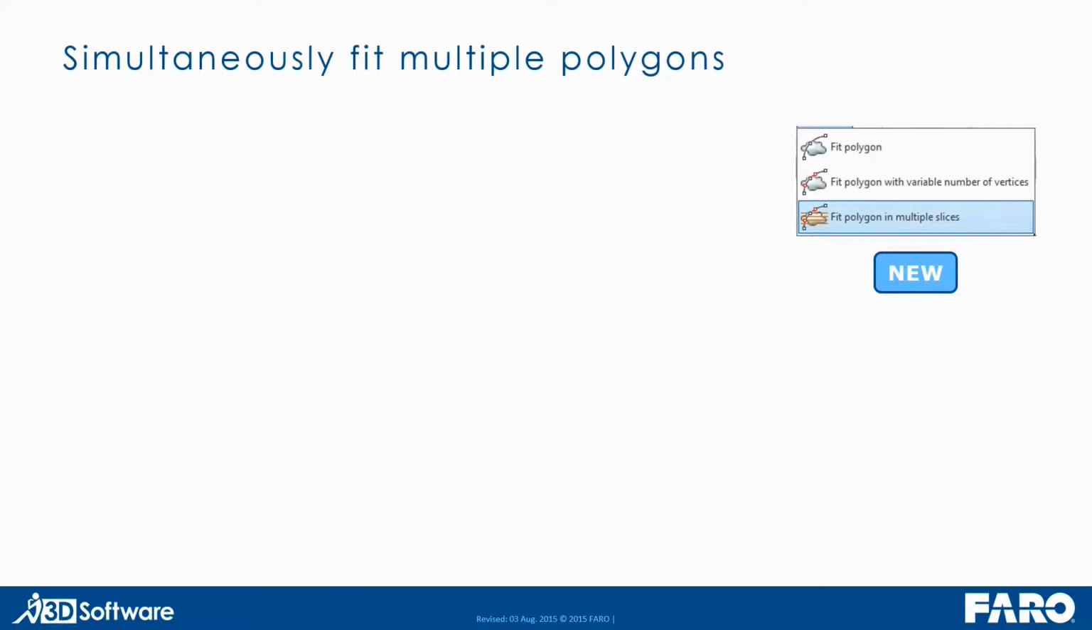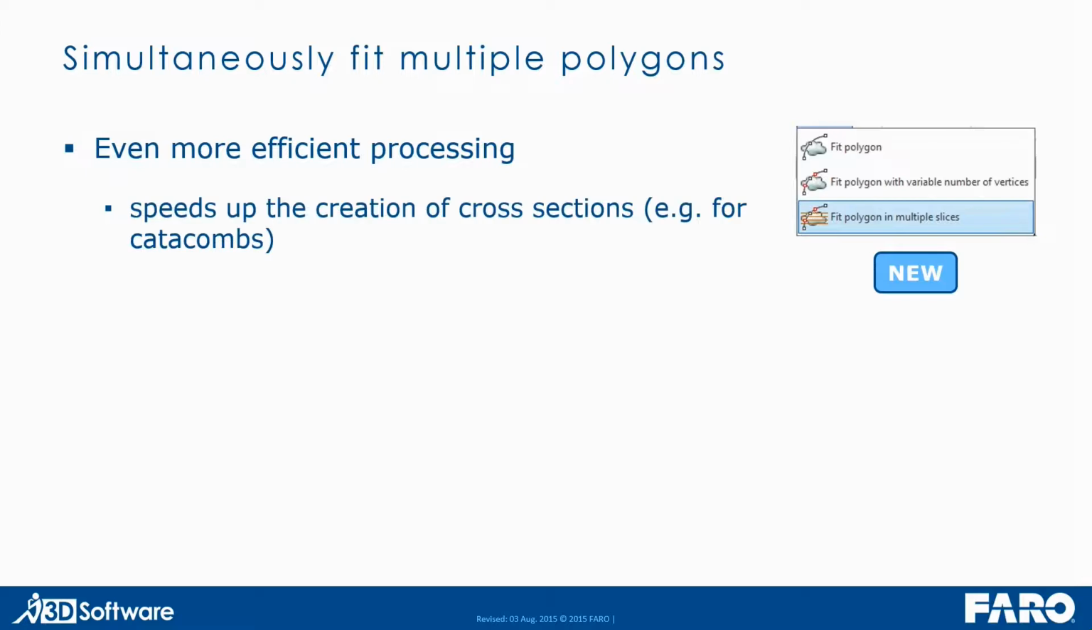A new feature in version 16.5 is the feature for simultaneously fitting multiple polygons. That makes processing of the point cloud even more efficient. It speeds up the creation of cross-sections, for instance for catacombs, or the generation of contour lines.